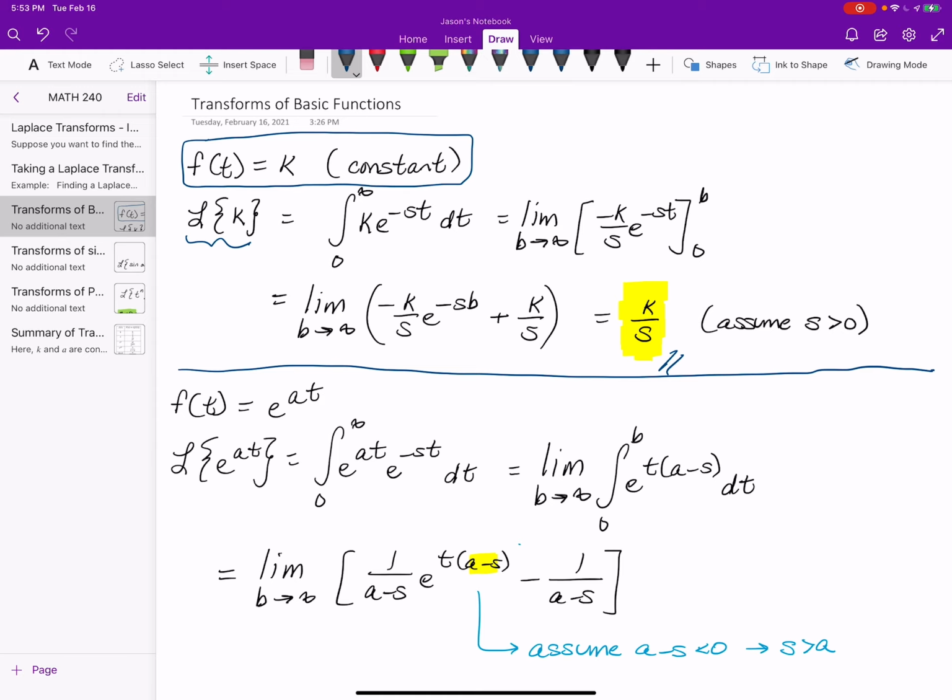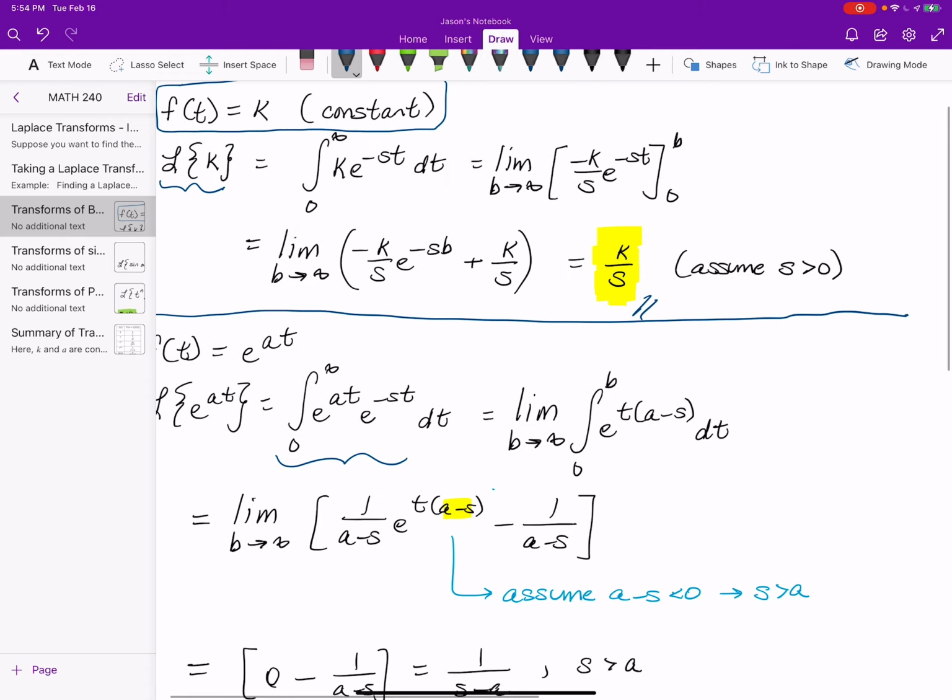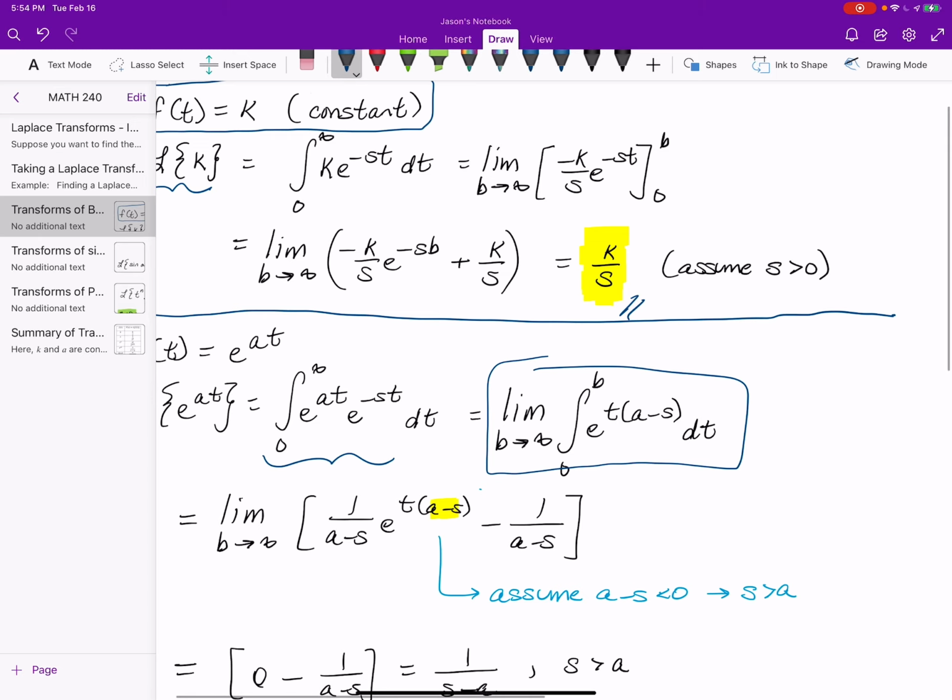So moving ahead here to e to the at. So a is any number, and the Laplace transform is going to be handled slightly differently. So notice here, we can combine. And that means we have this integral right here. And again, if my goal was to make sure that the integral converges, I need to make sure that this is negative. So I need a minus s to be less than 0, which means s is greater than a. So that's going to be the domain restriction on the transform. Not that the domain really means a lot to us, but that's where the transform is going to be valid.